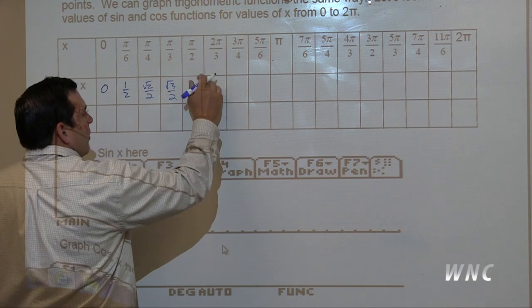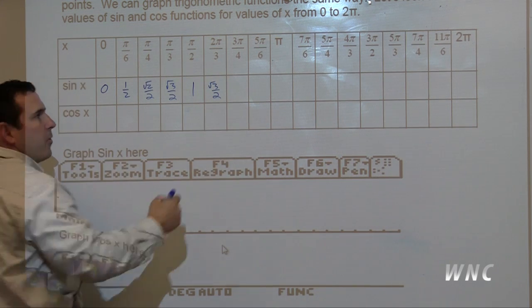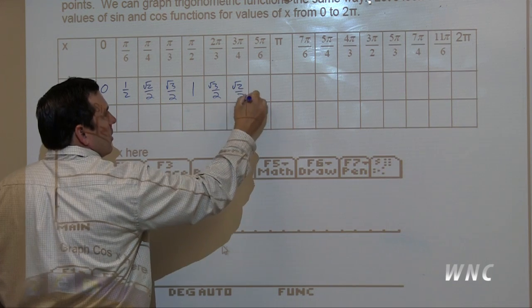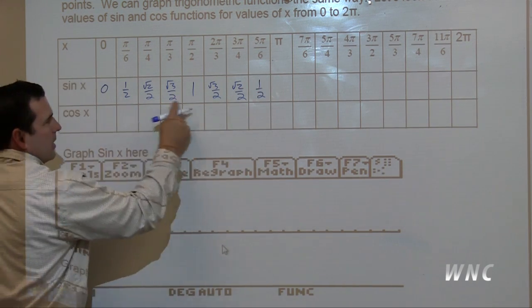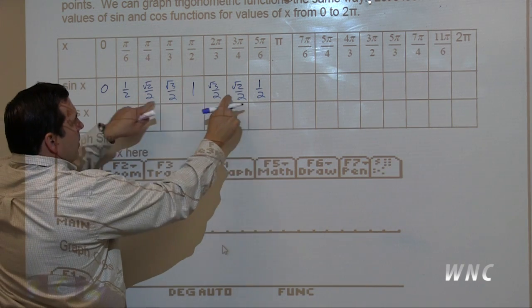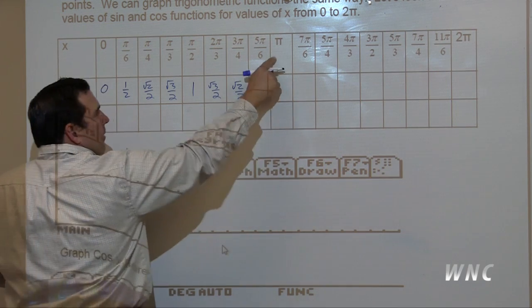Sine of 2 pi over 3 is square root of 3 over 2. Sine of 3 pi over 4 is square root of 2 over 2. Sine of 5 pi over 6 is 1/2. So you'll see these same values. It's peaked up here, it's going back down. Sine of pi is 0.